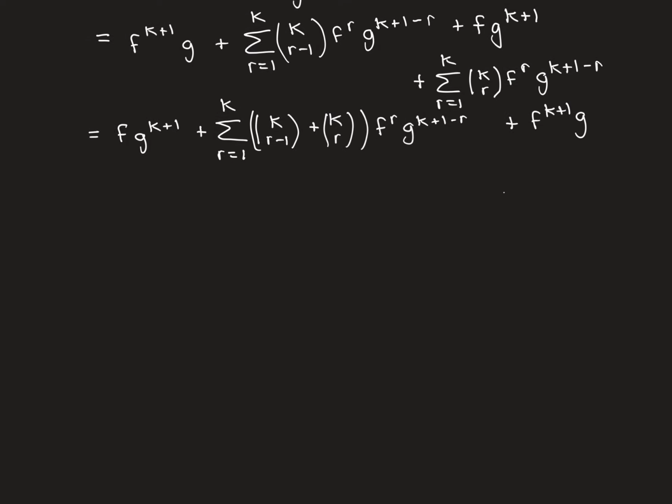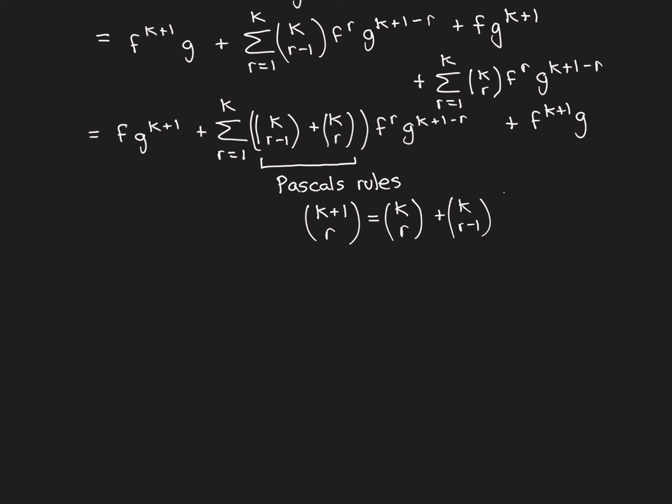Now, we're going to use something called Pascal's rule. So these chooses, there's a name for this. Pascal's rule says that if you want k plus 1 choose r, it's equal to k choose r plus k choose r minus 1. And this is actually the rule that makes Pascal's triangle work, and the reason that the numbers in Pascal's triangle are the binomial coefficients.